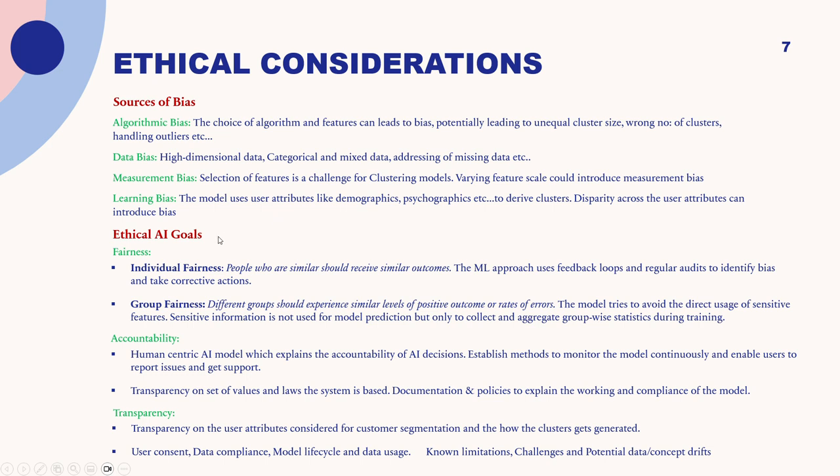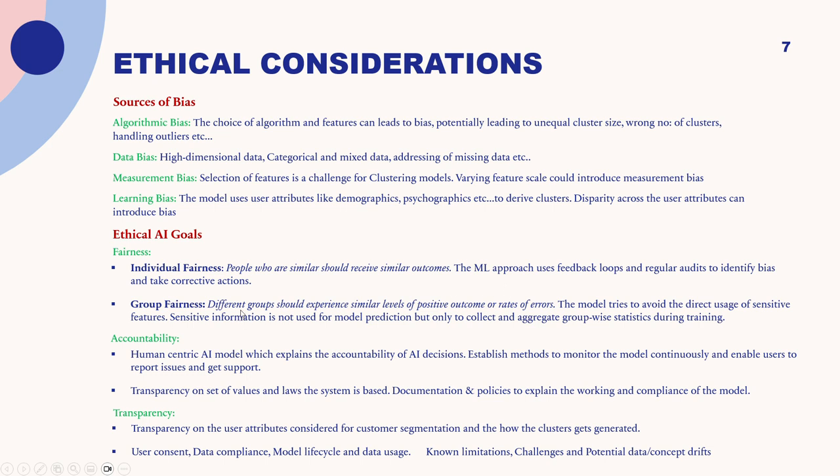Moving into the ethical AI goals, there are three goals: fairness, accountability, and transparency. In fairness, it could be individual fairness or group fairness. Individual fairness means people who are similar should receive similar outcomes. For this model, we use feedback loops and regular audits to identify bias and take corrective actions.